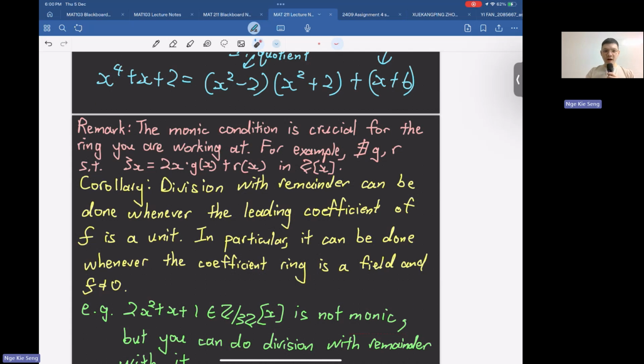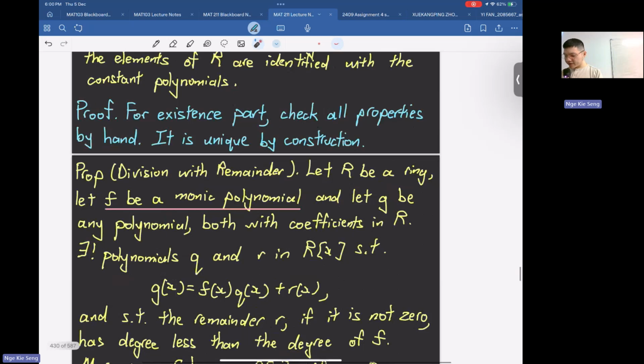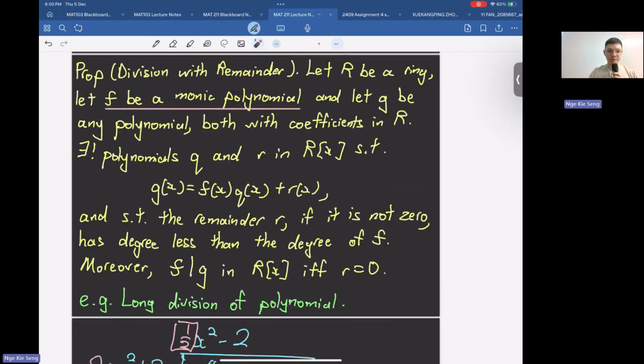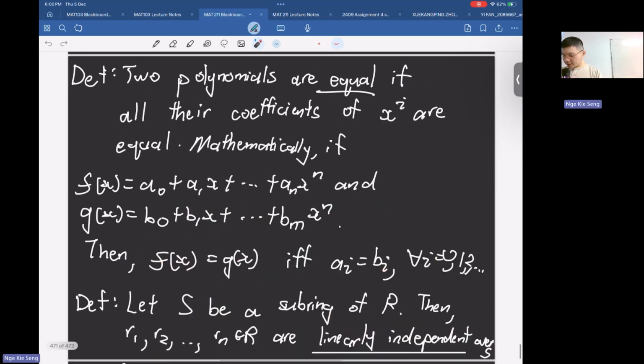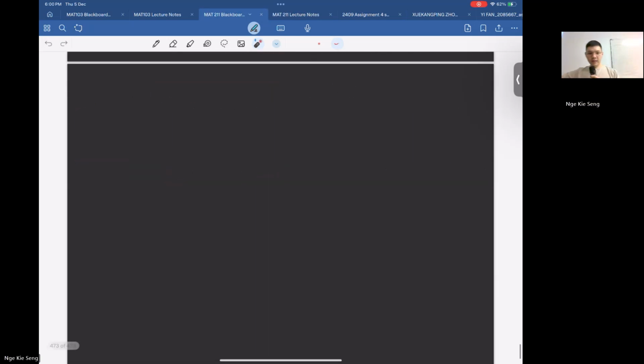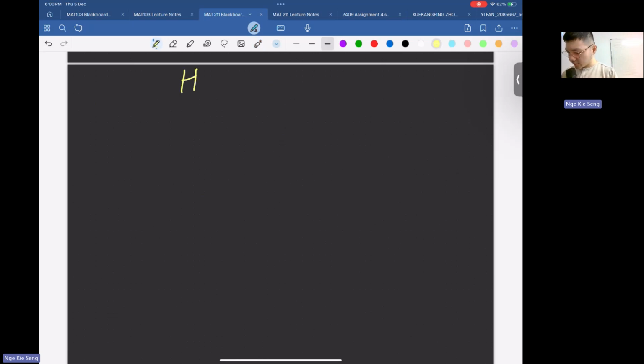Okay, so be careful where you put the monic thing. So the monic is the f that you try to divide the other polynomial. Okay, so let's continue. So we will finally reach ideal and homomorphism.